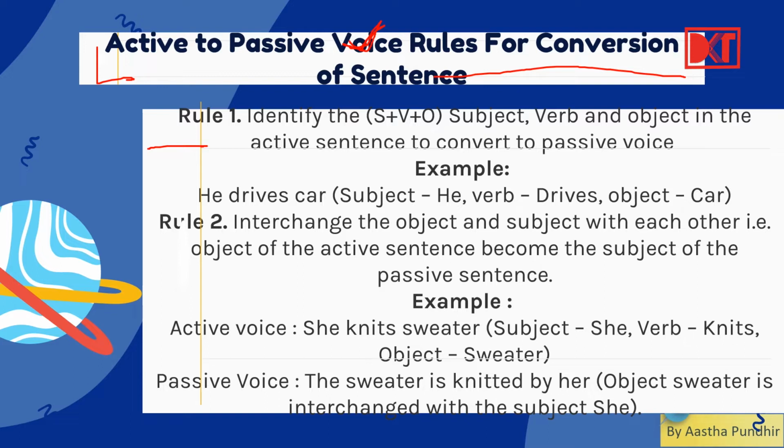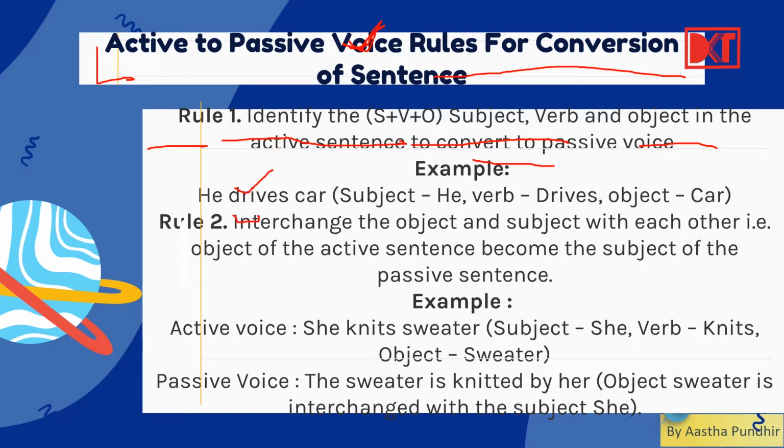Let's see. First rule is identify the subject plus verb plus object. Okay. So subject, verb and object को हमें identify करना है in the active sentence to convert to the passive voice. पहले identify करना है. मतलब हमें पता होना चाहिए कि subject क्या है, verb क्या है, object क्या है. Subject यहाँ पे क्या है? The main idea, the main focus.